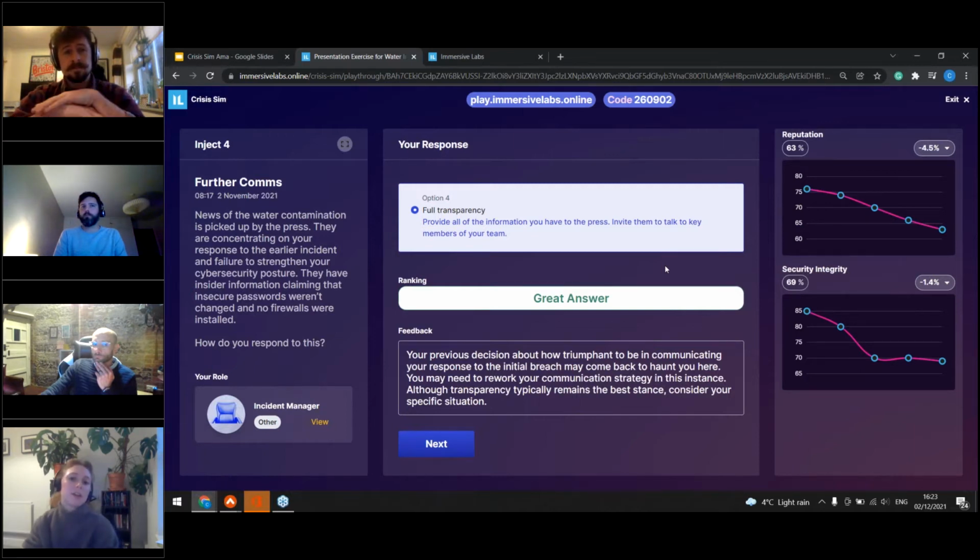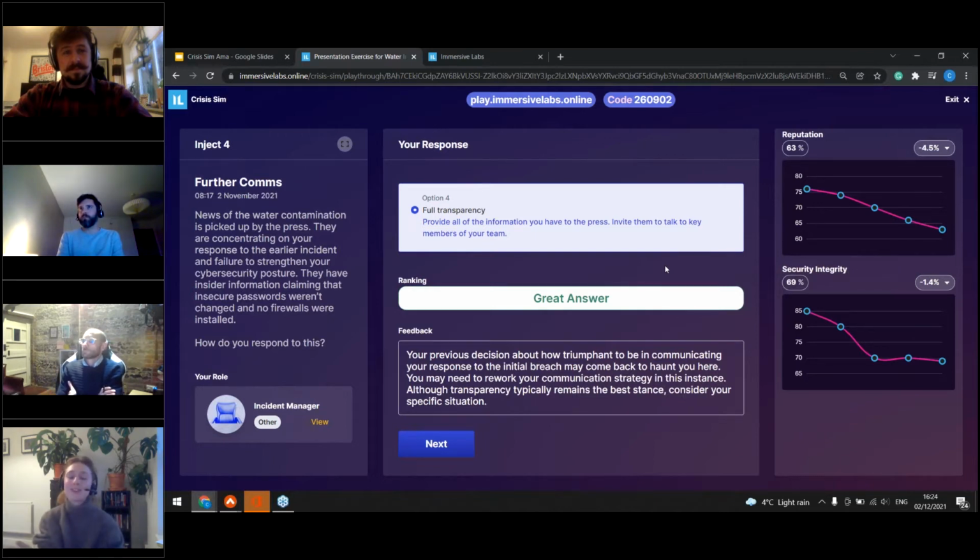In the feedback here, you might notice it says your previous decision about how triumphant to be in communicating your response to the initial breach may come back to haunt you here. Because this is a truncated version of the full scenario, just in the interest of time, there is actually an earlier comms question in the full-length scenario, which would allow you to either be really positive about how you dealt with the initial incident, or more cautious, and whichever route you take there will affect this answer coming down here.